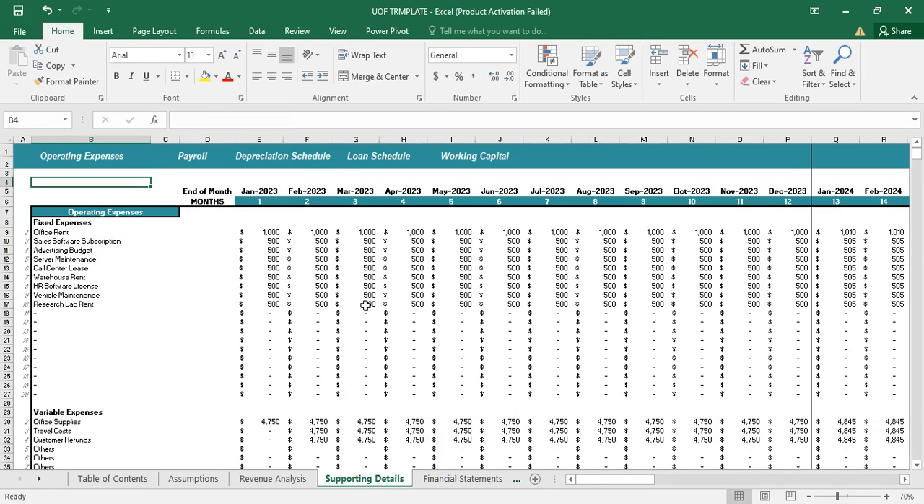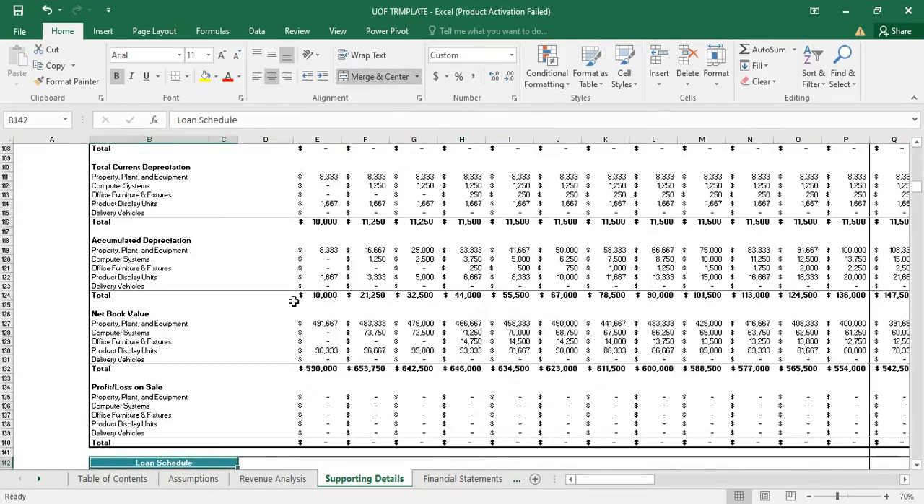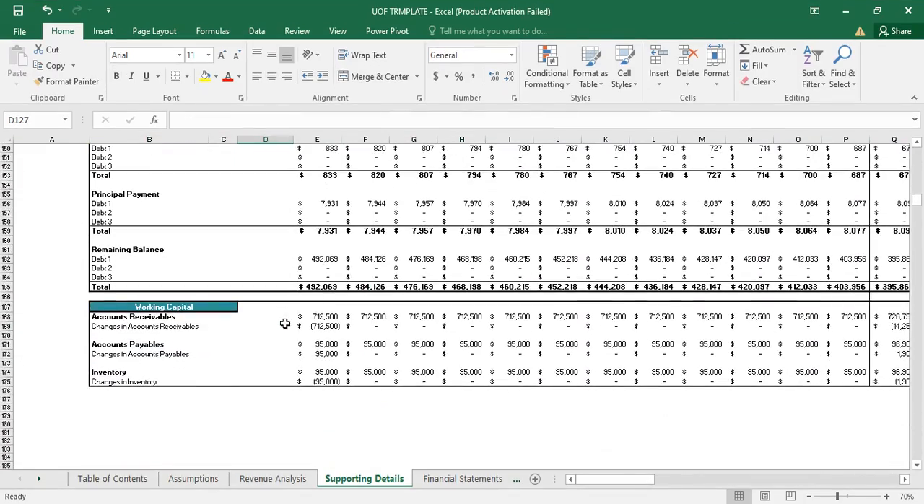Next is our supporting details sheet. This is a kind of working sheet where we have calculated the major operating expenses of the business. These include the fixed and variable operating expenses. Then we have payroll schedule, depreciation schedule, loan amortization schedule, which includes the interest payments and the principal payments. And then at the end, we have working capital analysis, where we have included computations for accounts receivable, accounts payable, and closing inventory.